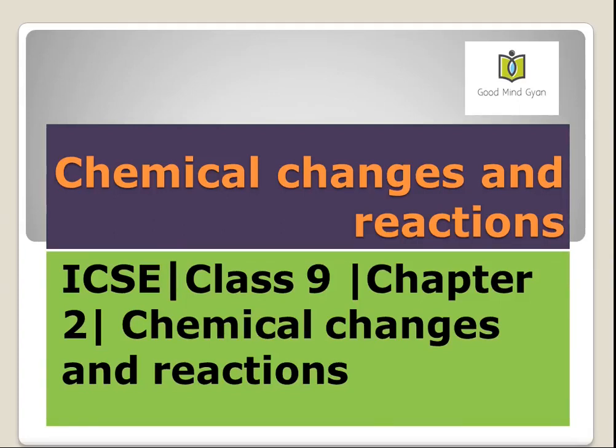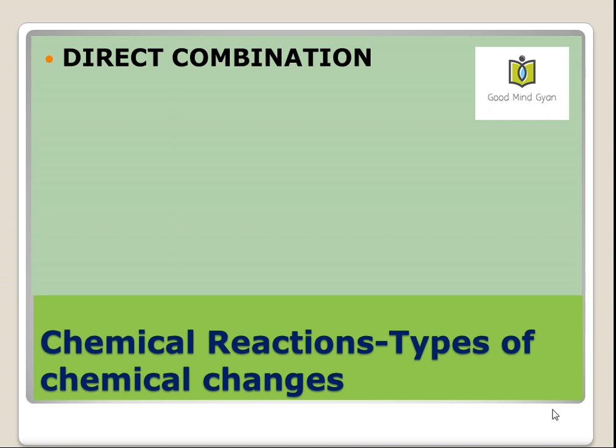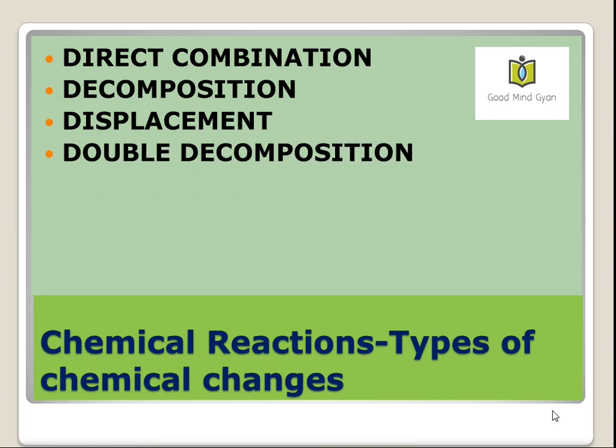Today's topic is chemical changes and reactions, class 9 ICSE. So let's go ahead. We are going to study about the chemical reactions, the types of chemical changes. One is the direct combination, second is decomposition, the third one is displacement, and the fourth one is double decomposition. In the previous video, I have given you the explanation of these types. Let us just summarize and then go ahead with direct combination.